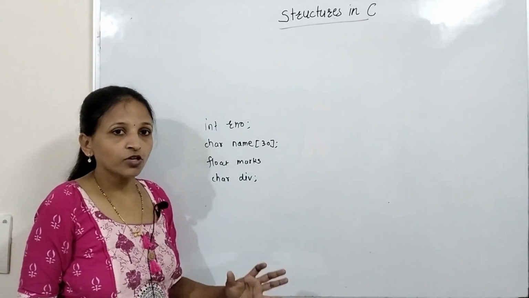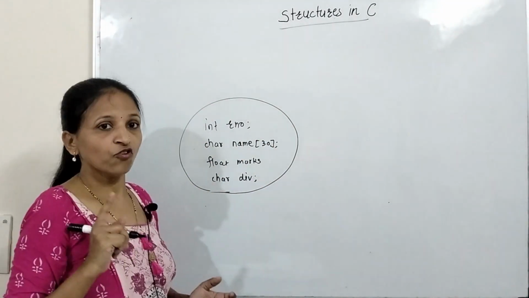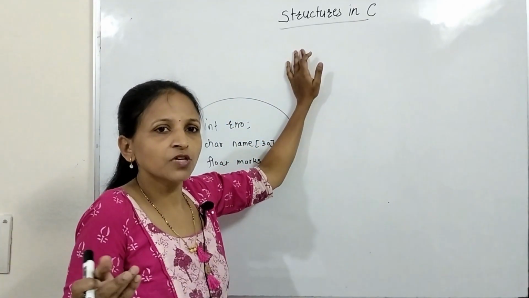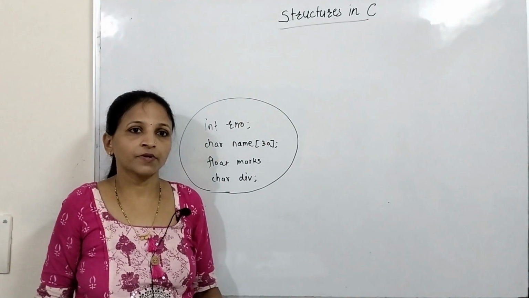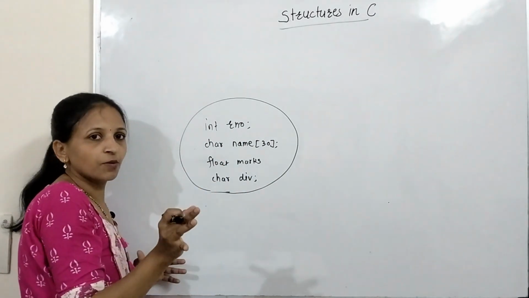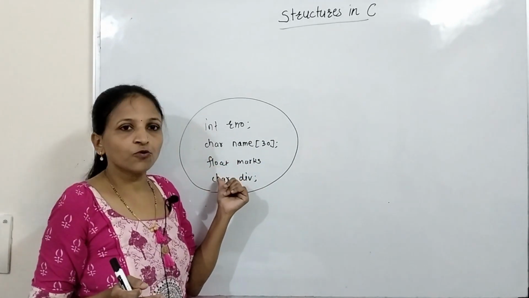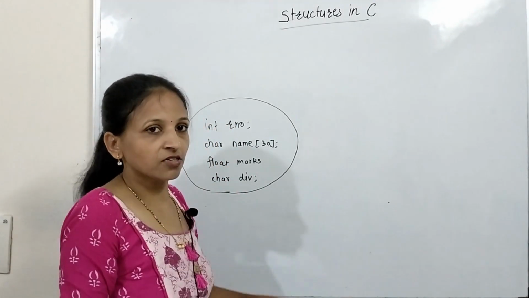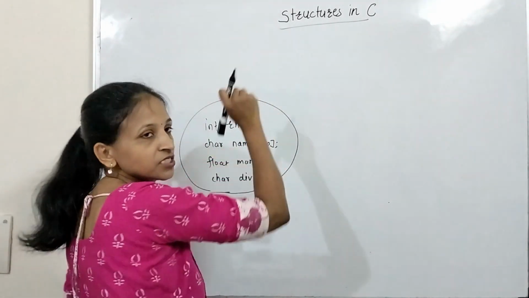But I want that this should be considered as a single unit. For that only, C has provided this structures concept. An array can be used to group together multiple elements, but they should be of the same data type. Array is a derived data type. I want to group together these different kinds of data: roll number is of type integer, name is of type character array, marks of type float, division is of type character. This type of information I want to group together and form a single unit. That is possible with the help of the structures concept.